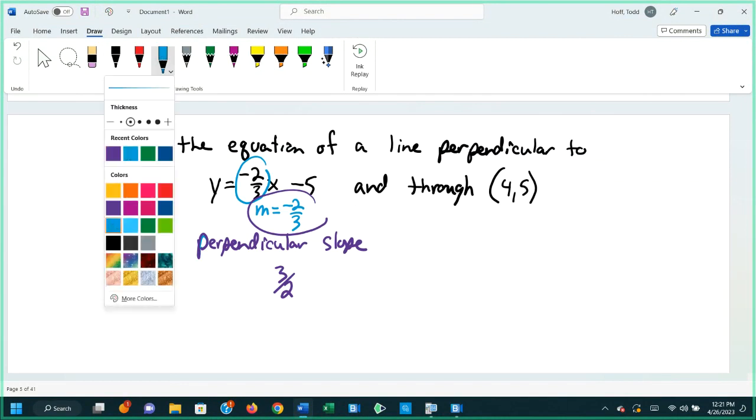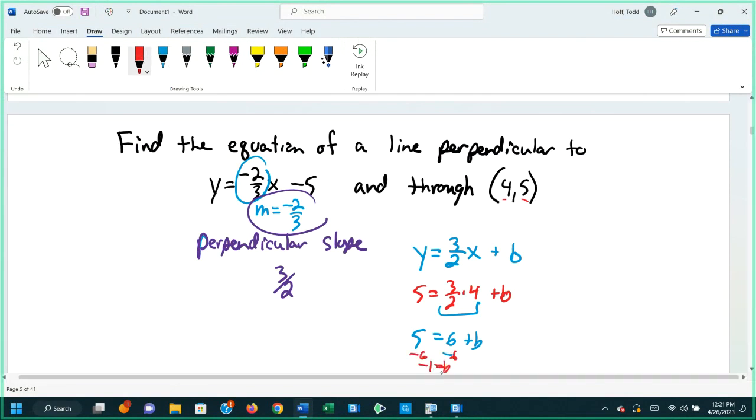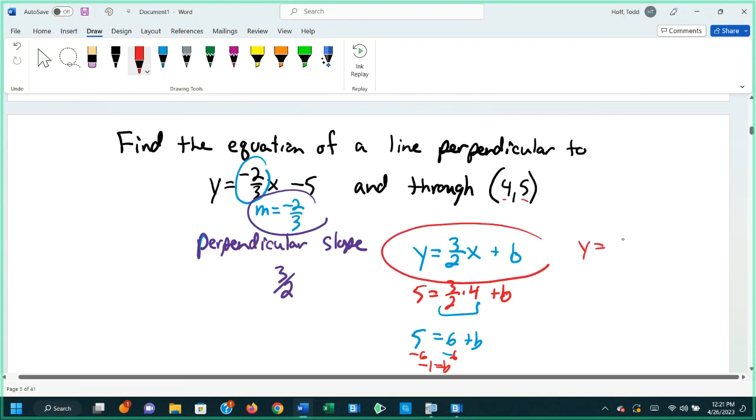So our new equation starts out y equals 3/2 x. And then we have to find that y-intercept. And just like we did last class, we put the 5 in for y, and the 4 in for x, and we can calculate b. 3/2 times 4 equals 6. Subtracting 6, b is negative 1. So that equation becomes y equals 3/2 x minus 1.